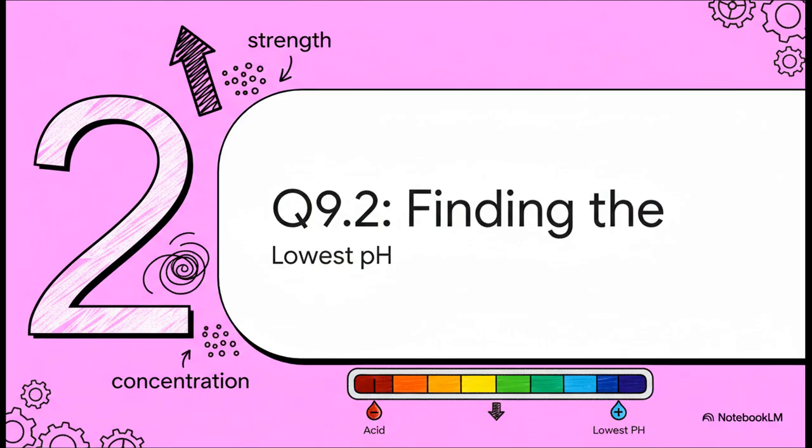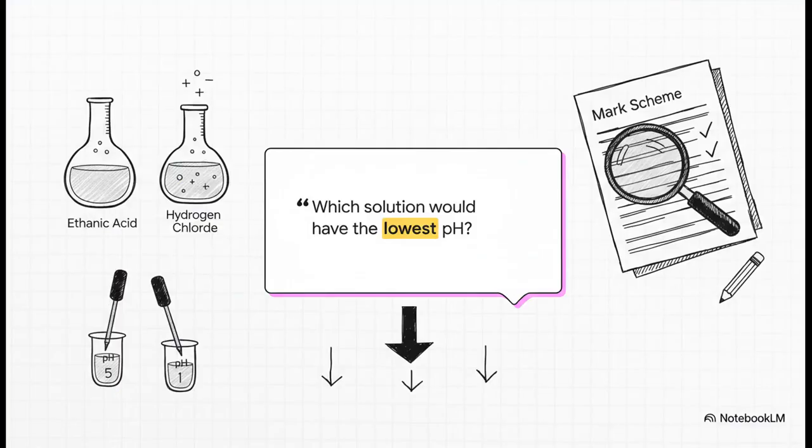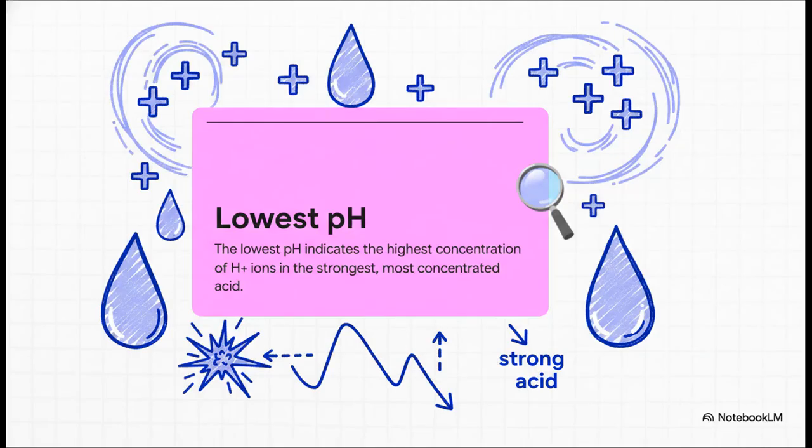Question 9.2 takes these same ideas, strength and concentration, and throws pH into the mix. So here are your options. You've got 2 different acids, ethanoic acid and our old friend, hydrogen chloride, and they're at 2 different concentrations. So once again, take a sec. Which one of these is going to have the absolute lowest pH? What do you think?